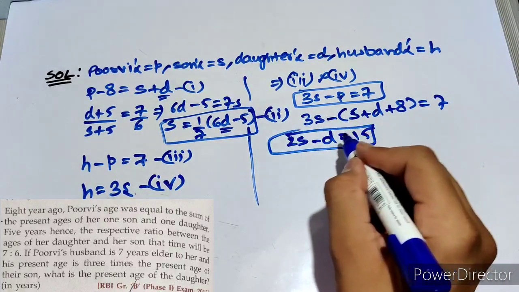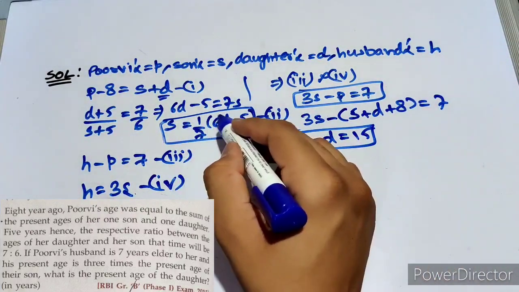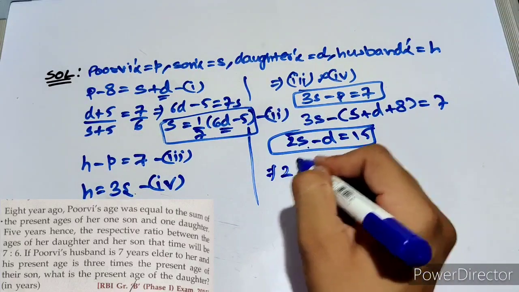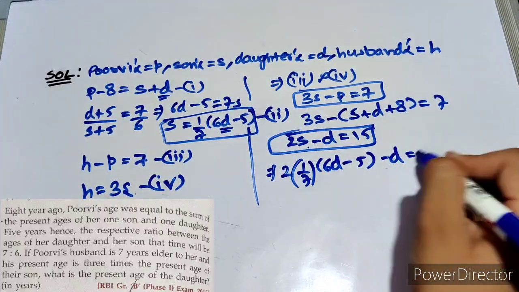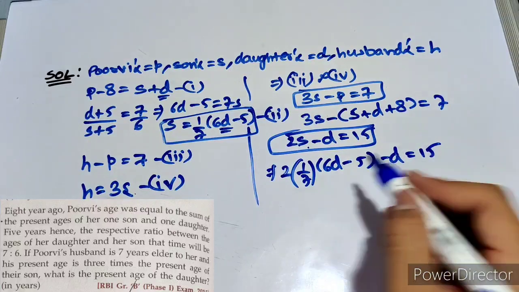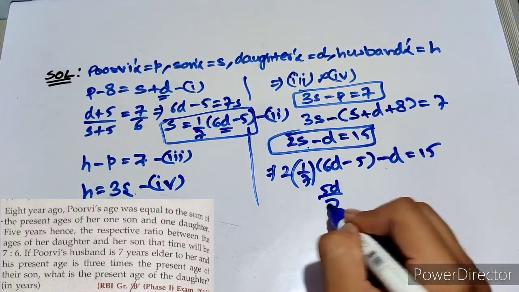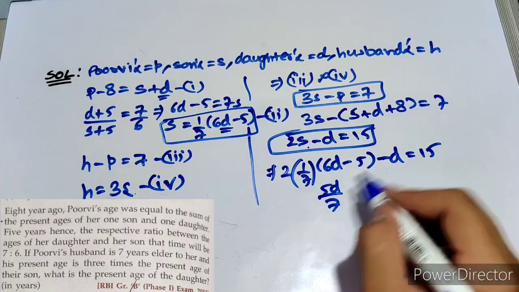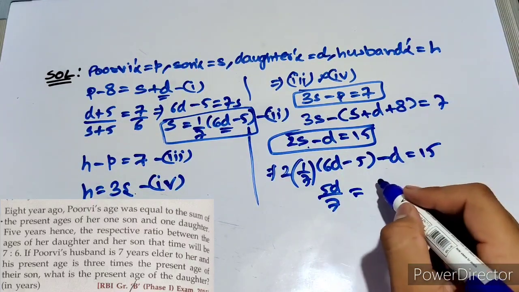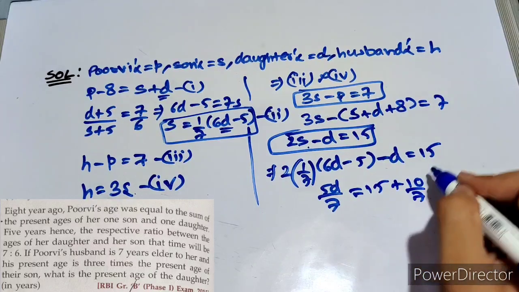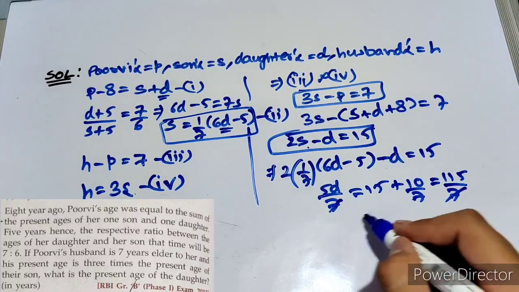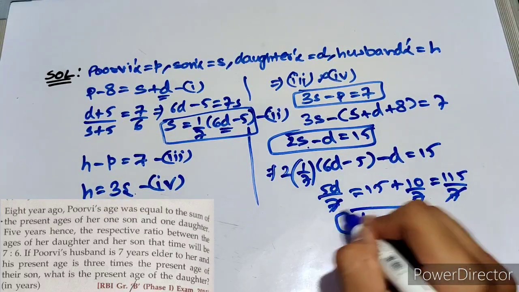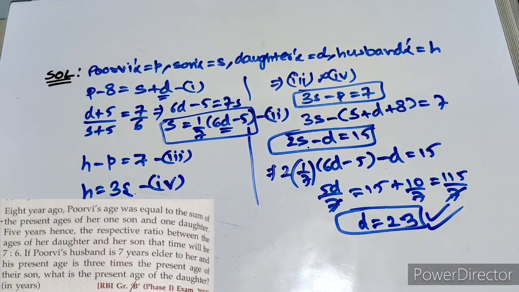Now we have 2 equations and 2 variables, S and D. Substituting S in this equation, we will get 2 times 1 by 7 into 6D minus 5, minus D is equal to 15. It is 12D by 7 minus D, which will be 5D by 7, is equal to 15 plus 10 by 7. 15 sevens are 105, so it will be 115 by 7. 7 will cancel. D is equal to 23. This is the age of her daughter, and this is also our answer, as they have asked the age of the daughter only.